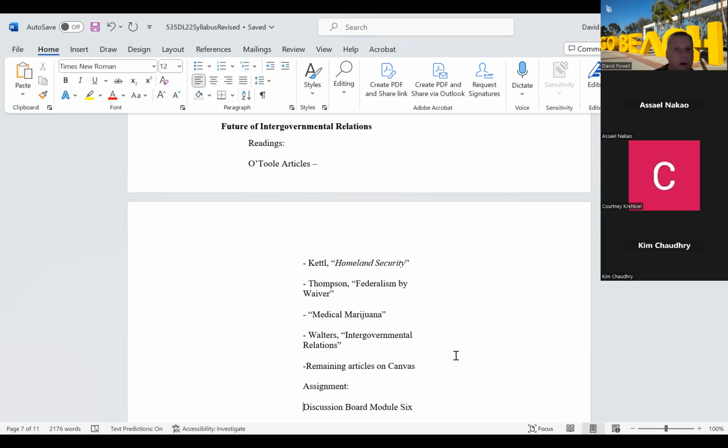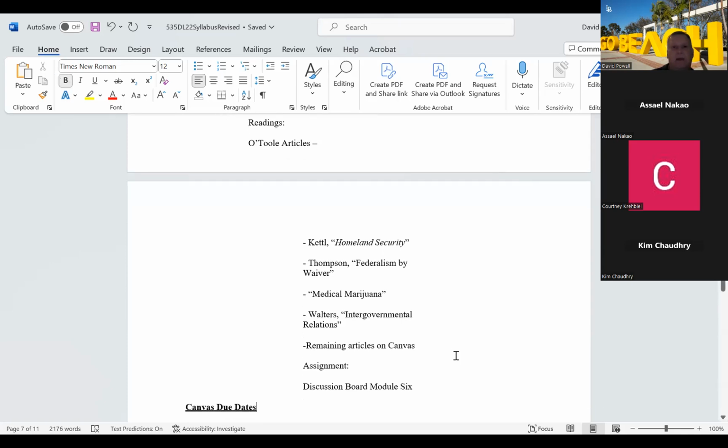The voting rights article, federalism and the ACA, fiscal federalism and economic crisis. So several of those articles that are on our Canvas site are fair game then for that final module as well. As I said, our final session on the 27th will be an as needed session.